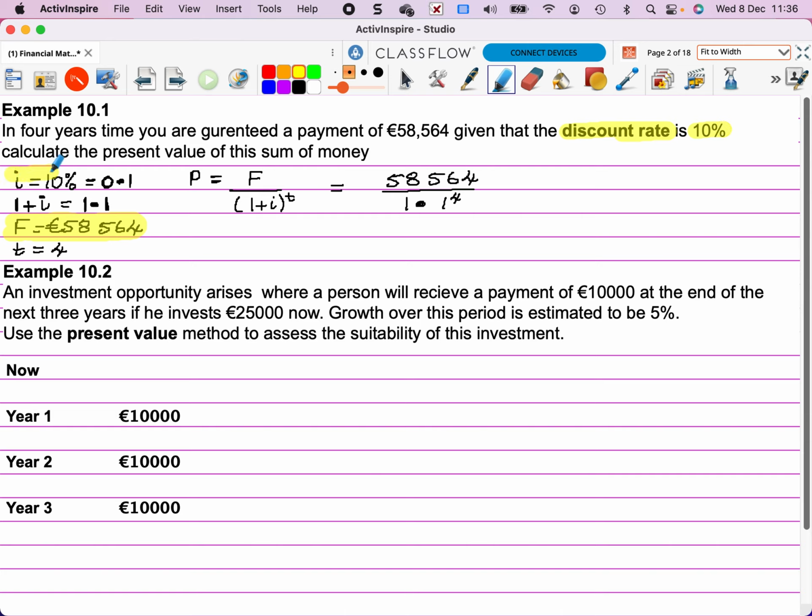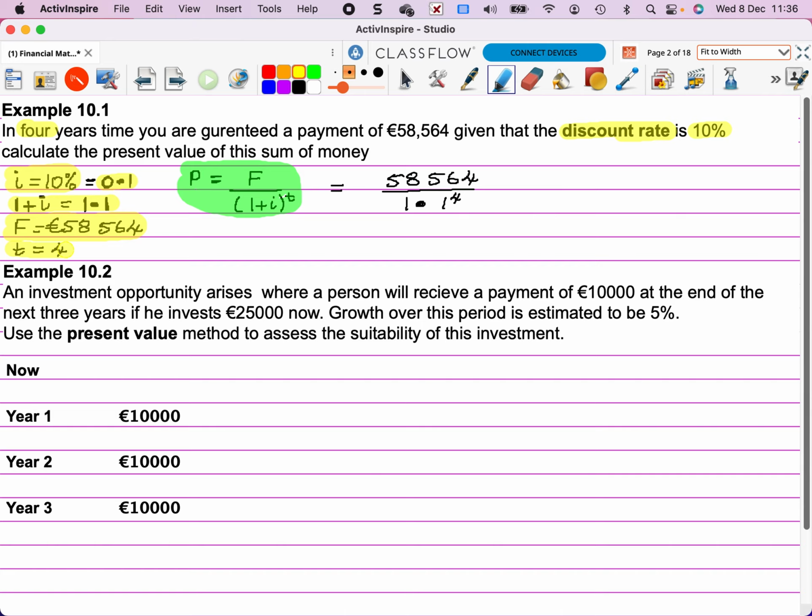So the interest rate is 10%, and remember, we have to convert that into a decimal. Because this is a calculate the present value of this sum of money question, I've already written the formula in here, and noted I need 1 plus i. So 1 plus i, adding 1 to the answer above, is equal to 1.1. The time period was 4 years, so t is equal to 4.